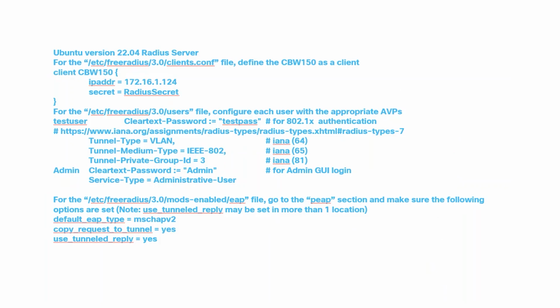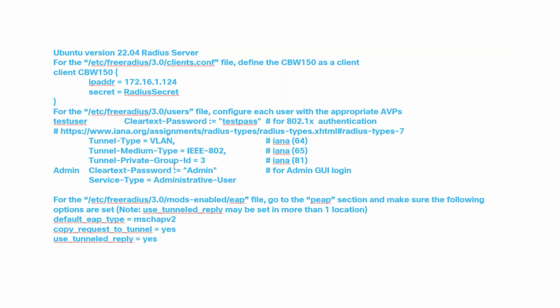Although Cisco does not officially support RADIUS server configuration, I want to mention several settings on my end. In the clients.conf file for FreeRADIUS, the client CBW150 has the following IP address and secret. Some users have been added to the users file. The tunnel type was set as VLAN. The tunnel medium type was set to IEEE 802. And the tunnel private group ID was set to 3, which means VLAN 3.